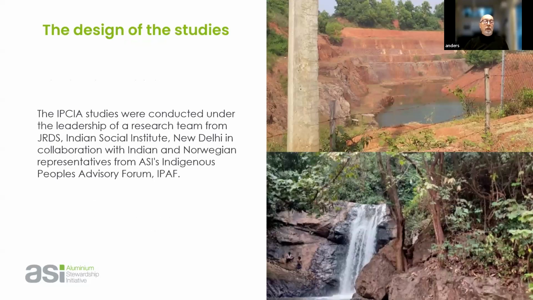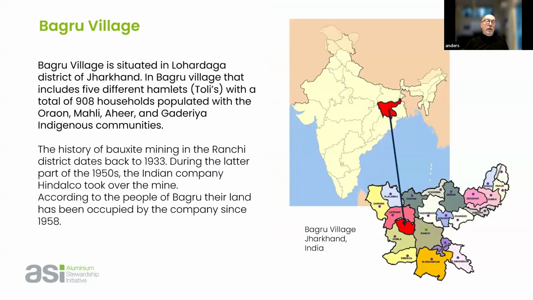The IPCIA studies in India were conducted under the leadership of a research team from Indian Social Institute in New Delhi, in collaboration with Indian and Norwegian representatives from ASI's Indigenous Peoples Advisory Forum, IPAF. Bagru village is situated in Lohardaga district of Jharkhand, as you see on the map.